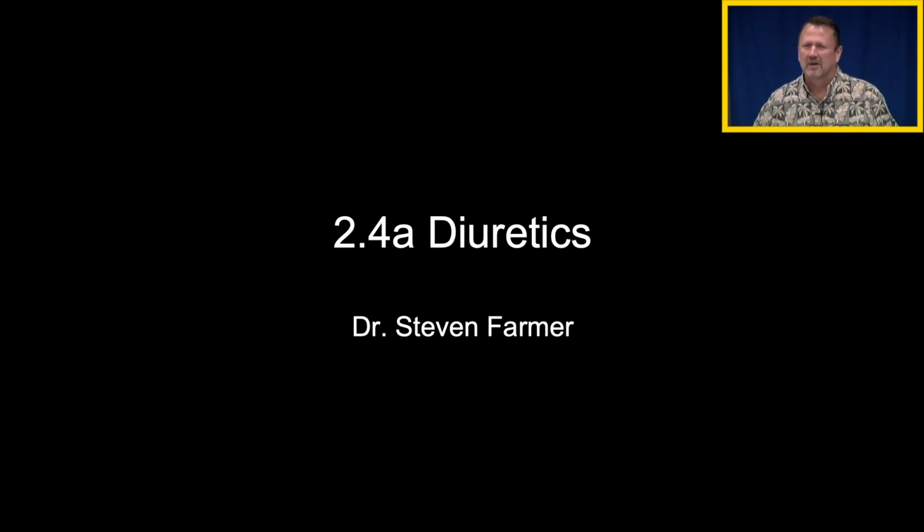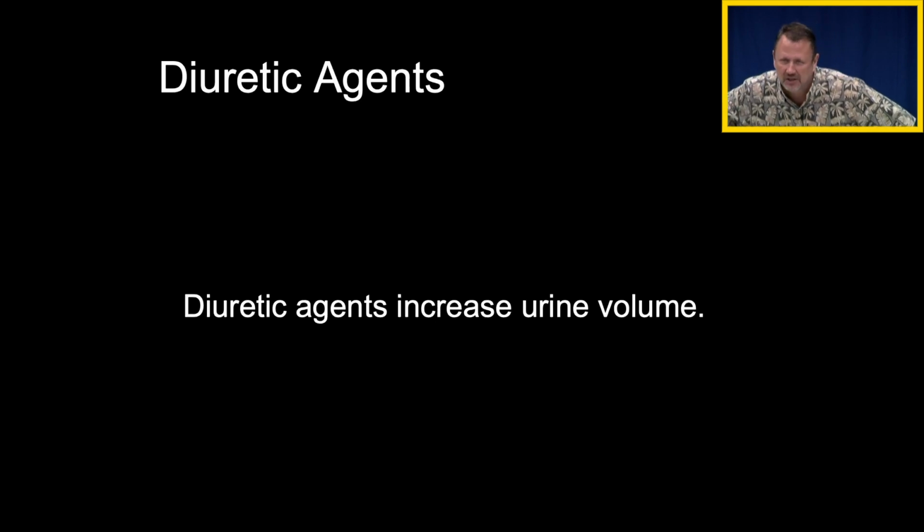We're going to talk about diuretics and their effect on the kidneys, and then today we'll talk about hyperlipidemic agents to treat hyperlipidemia. Then we get to section 3. We're going to start talking about central nervous system pharmacology. So today we're talking about diuretics. And a diuretic agent is any agent that increases the volume of urine.